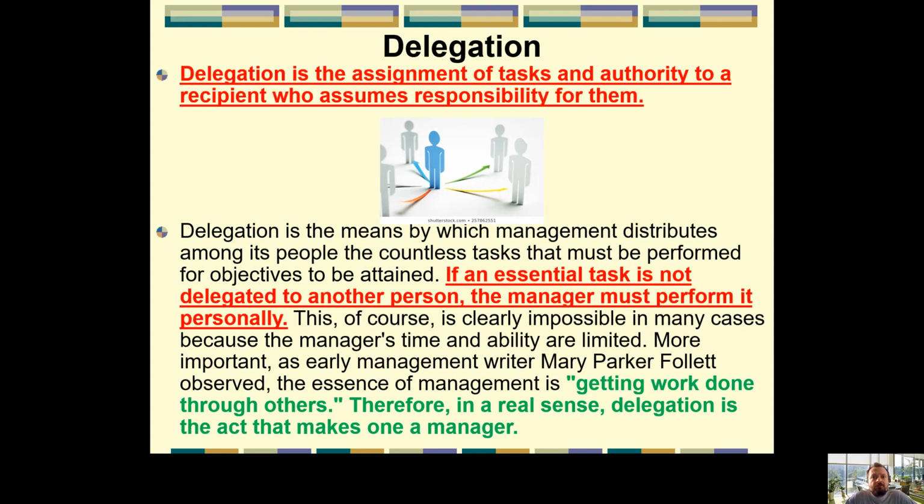Okay, and please look at the second part of this definition, who assumes responsibility for it. So your subordinates should say, okay, I will do it. And it's very important for you to understand that if a task is not delegated, the manager will do it personally. So if you forget to delegate some task, it will be your work, your additional tasks.